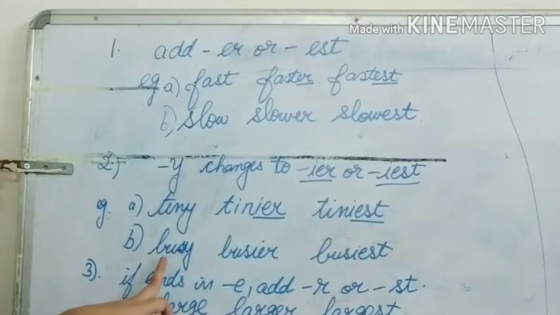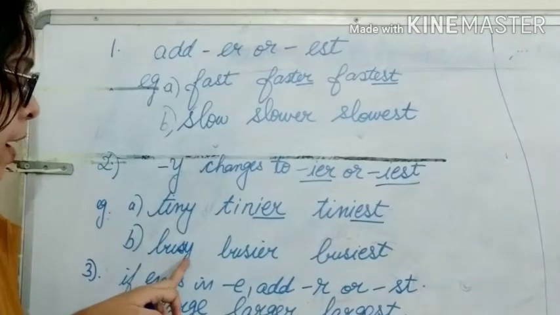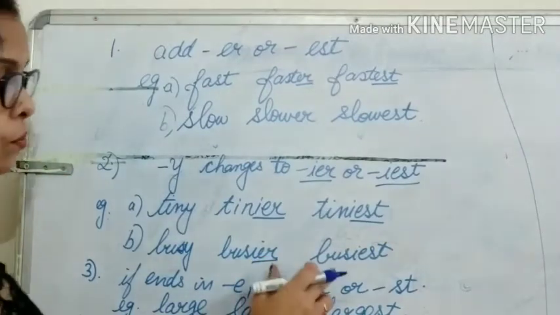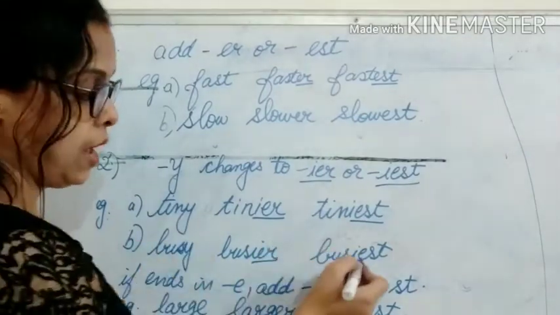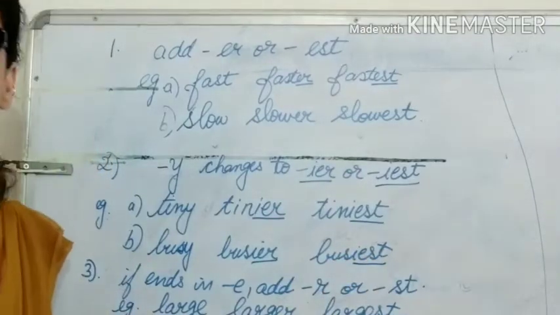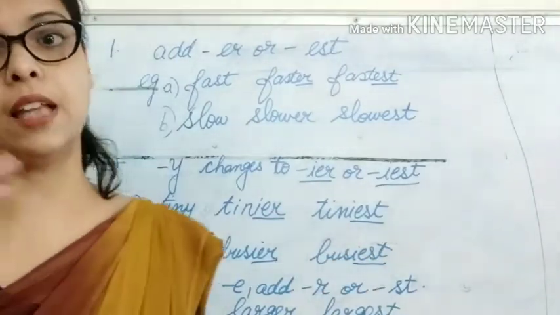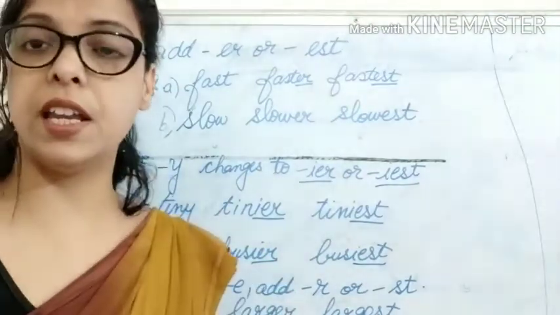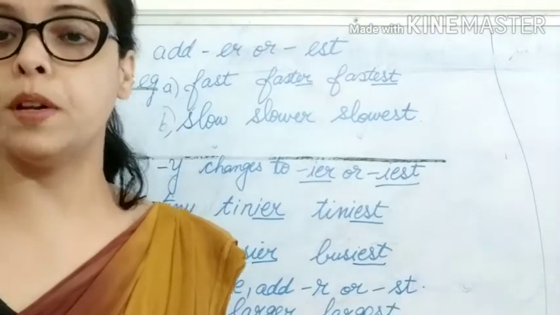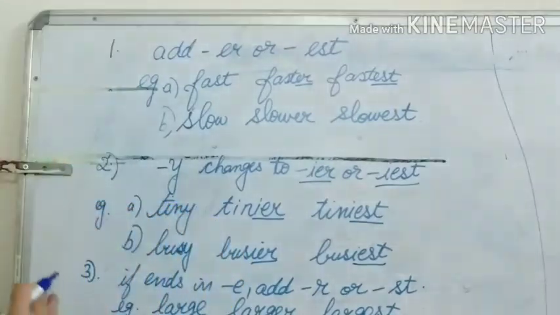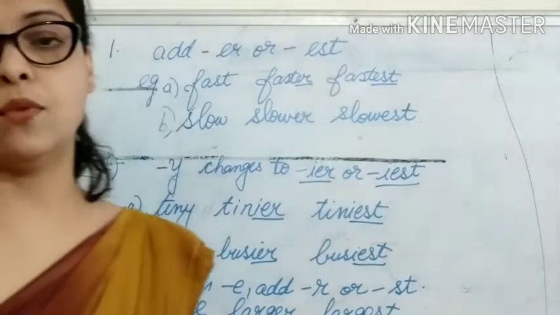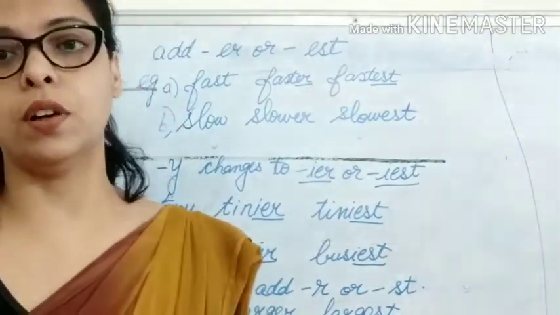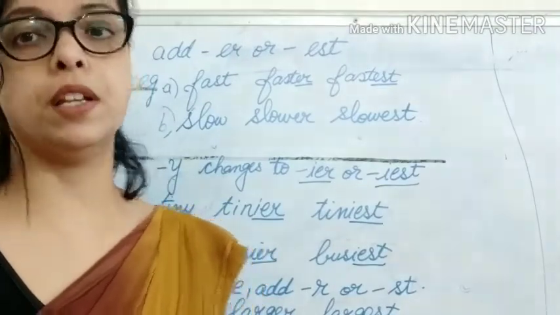Another example, if we take busy, we remove y and add ier, it becomes busier. And in superlative form, we remove y and add iest, it becomes busiest. So the words that end with y, we remove y and we add ier for the comparative degree and iest for the superlative degree. Next, if the word ends in e, then what do we do? We simply add er for the comparative form and est for the superlative form.